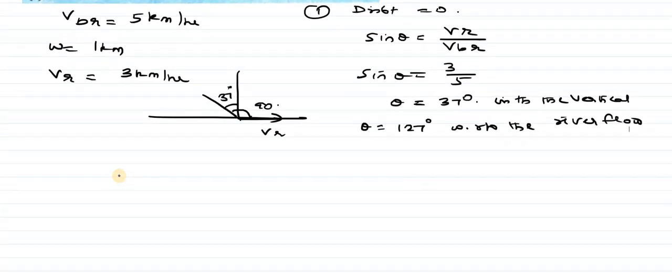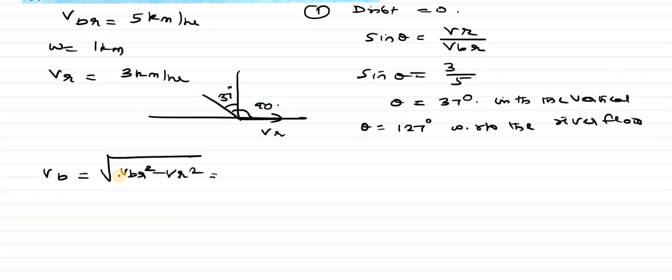What should be is resultant velocity. I told you what is the resultant velocity. VB will be equal to what? It is nothing but the square root of VBR square minus VR square. Correct? So what is VBR? 5 square minus 3 square. At a drift equal to 0, this is the resultant velocity. Look at the formula. So it is 4 km per hour.